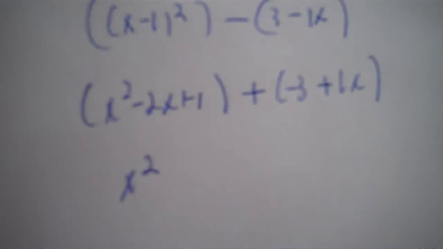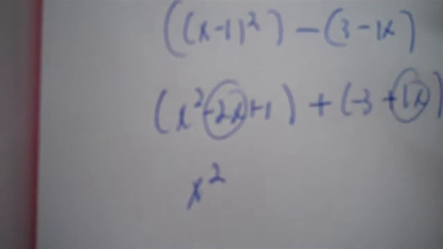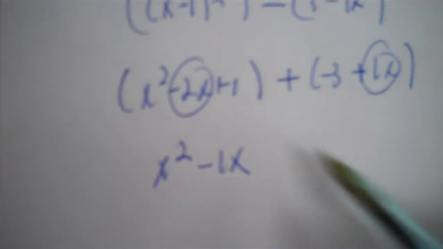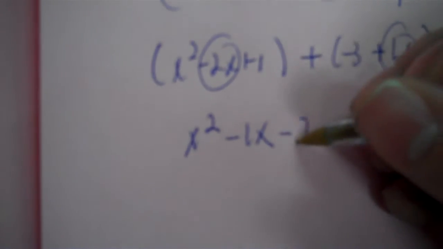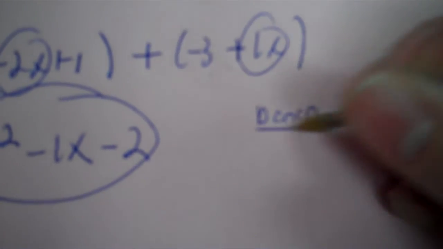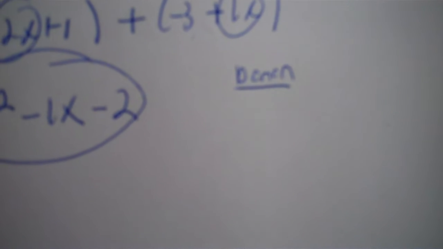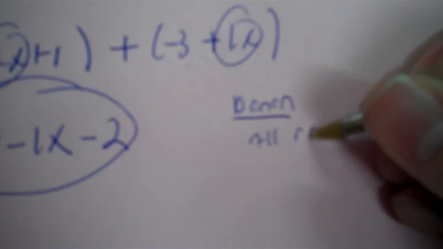Okay, so we'd have x to the second. Now I'm adding a negative 2 and a positive 1. Those are my x's, and that'd be negative 1x. And then 1 and negative 3 is negative 2. Domain, again, is all reals. Again, domain, is x on the bottom of a fraction? No. Is it inside of a square root? No. So we don't have to worry about that. It's all reals.